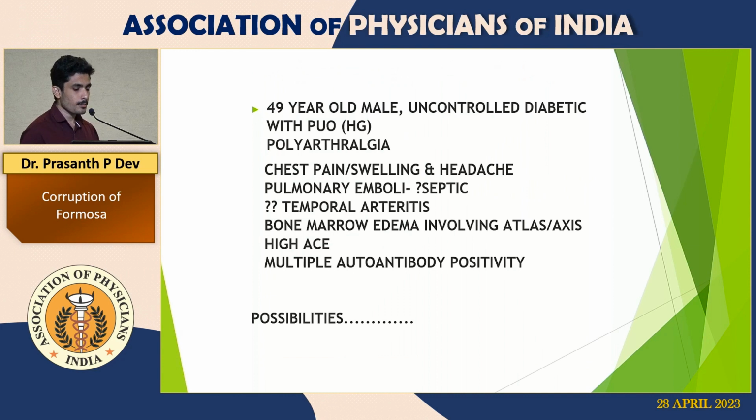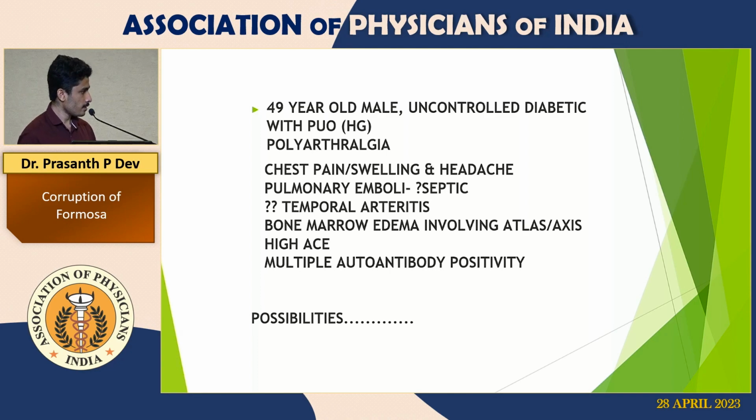So here is a summary. Here is a 49-year-old male patient who is an uncontrolled diabetic with PUO, high-grade fever with intermittent episodes of night sweats, with symptoms of polyarthralgia, a history of chest pain and lower chest swelling, headache, and a CT suggestive of query septic pulmonary emboli, with query temporal arteritis, with bone marrow edema involving atlas and axis, with high ACE levels and multiple autoantibody positivity.